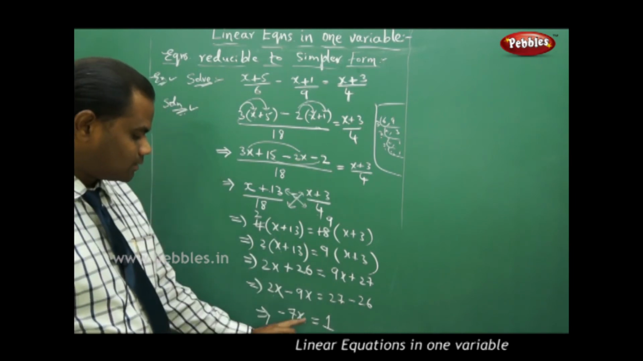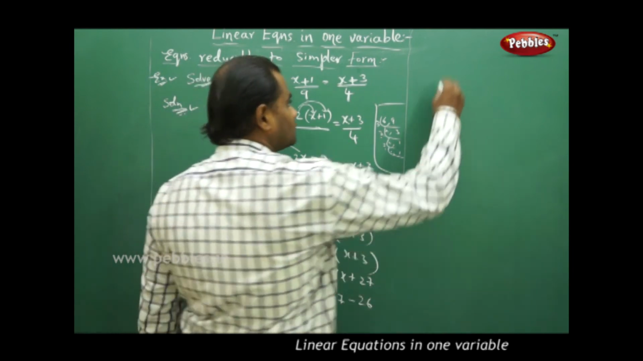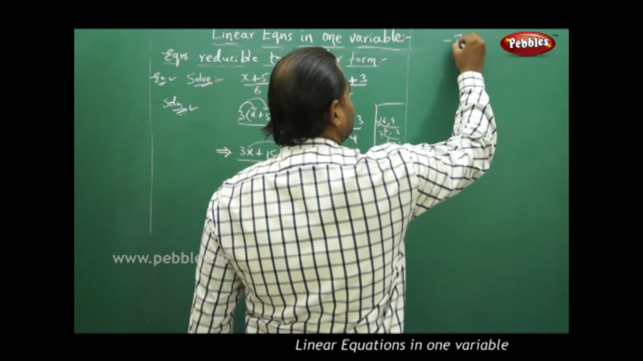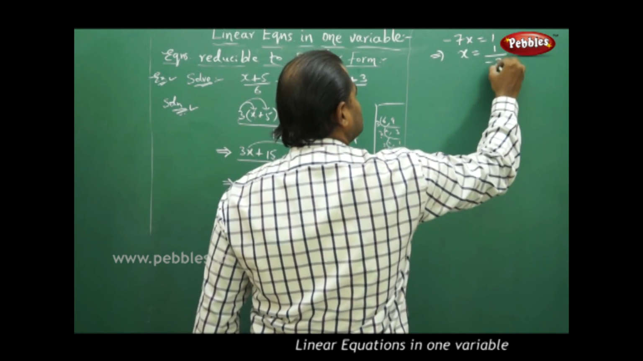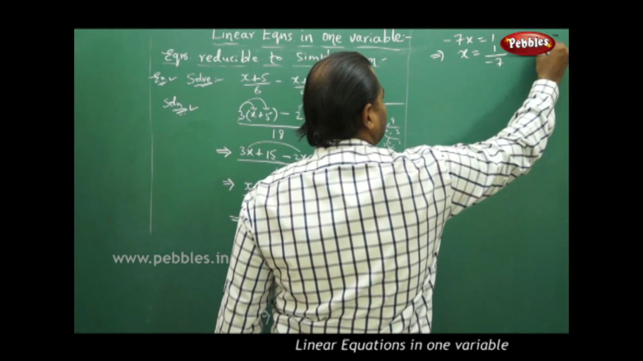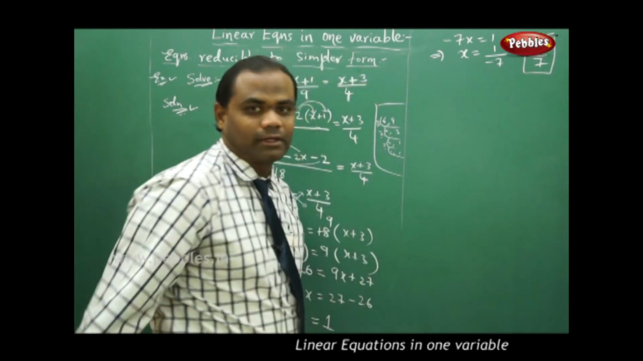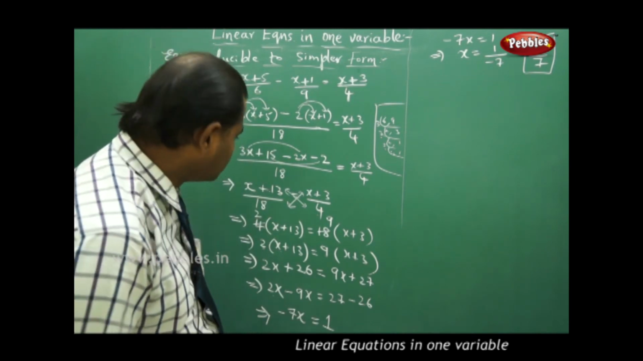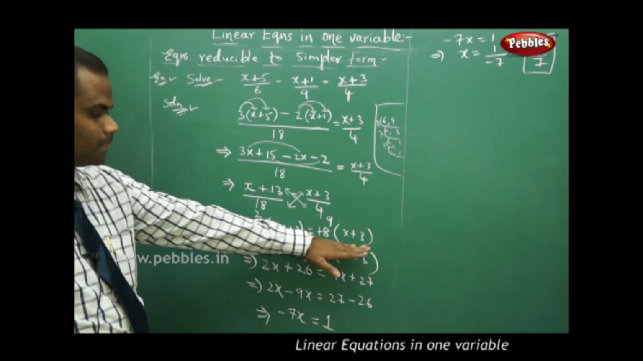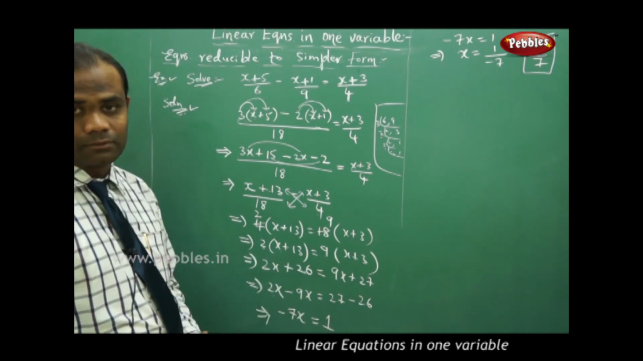So negative 7x is equal to 1. Then this would give me minus 7x equal to 1, which implies my x would be 1 over minus 7. This minus comes to the numerator as negative 1 over 7, which is the value of x. So this is how I solve linear equations, by converting them into a simple linear equation, and then solving for its value.